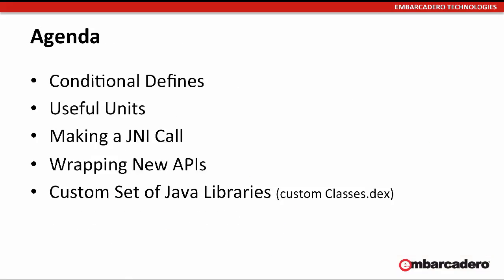So the agenda, we're going to talk about conditional defines, some useful units you're going to use in this process, and then we're going to look at how to make JNI calls. Now, JNI stands for Java Native Interface. This is how you're going to call Android SDK calls directly through the JNI. And then we're going to also look at how to wrap additional APIs, so that if there's an API that we haven't wrapped for you, you can wrap those. Then we're going to look at how to use a custom set of Java libraries.